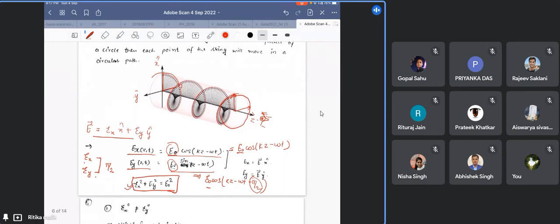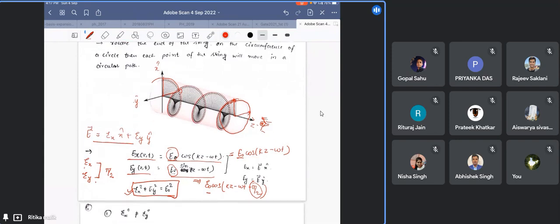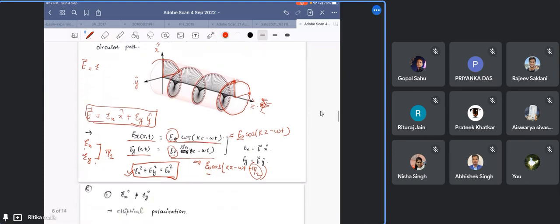So we will solve the questions based on this concept of circular polarization. I hope it is clear to you. And what I mean by Ex and Ey component is that your electric field is a linear combination of the Ex and Ey components. So Ex component is this, plus Ey component is this.